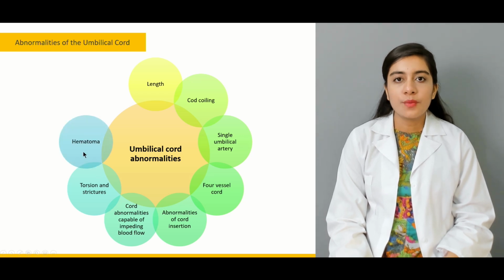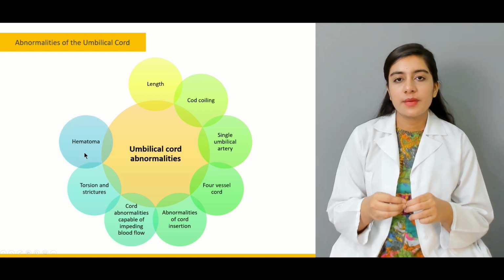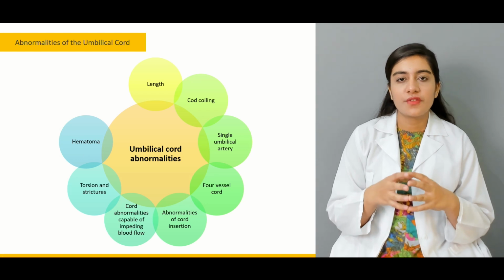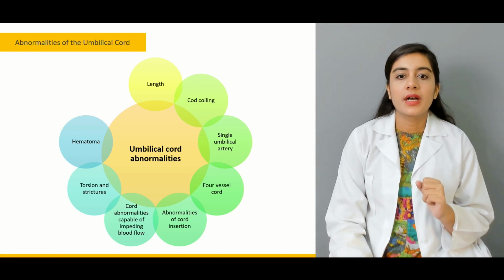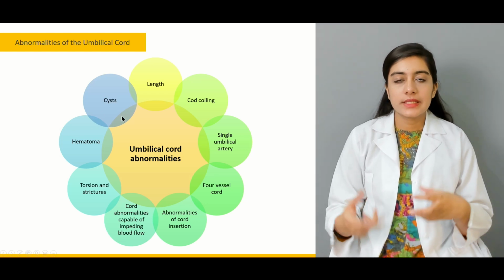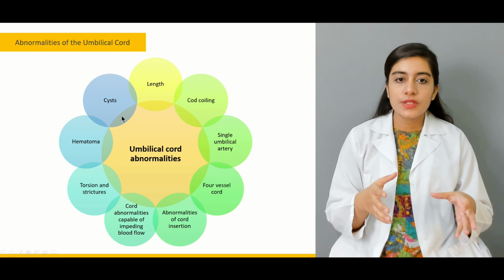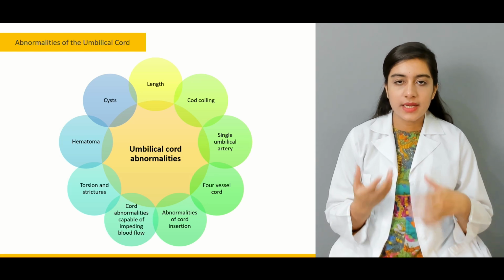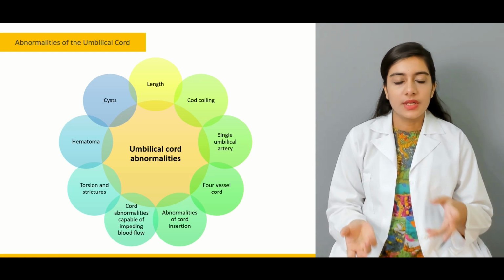Then we have hematoma. Any injury inside the umbilical cord can lead to a collection of blood there, forming a hematoma. And the last one is the presence of any type of cyst in the umbilical cord. So this was about the abnormalities that are found at the level of the umbilical cord.